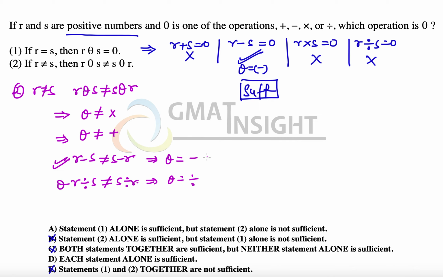We have two possibilities, therefore the second statement alone is not sufficient to answer the question, and the final answer to the question becomes option A, because the first statement alone is sufficient but the second statement alone is not sufficient.